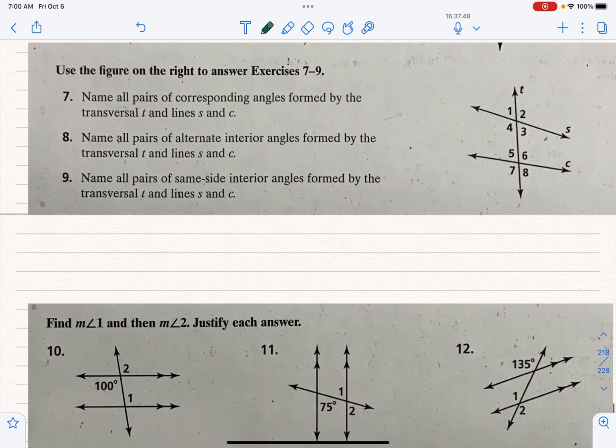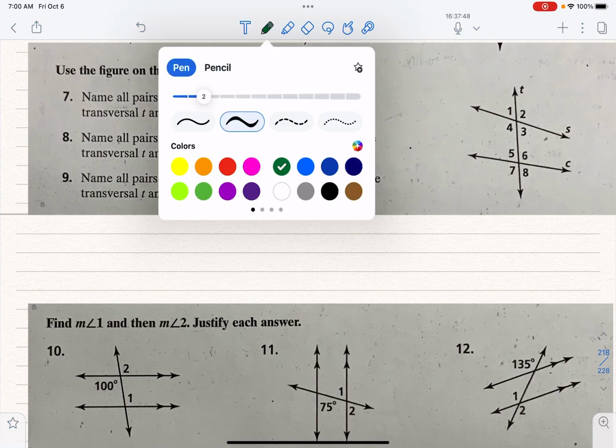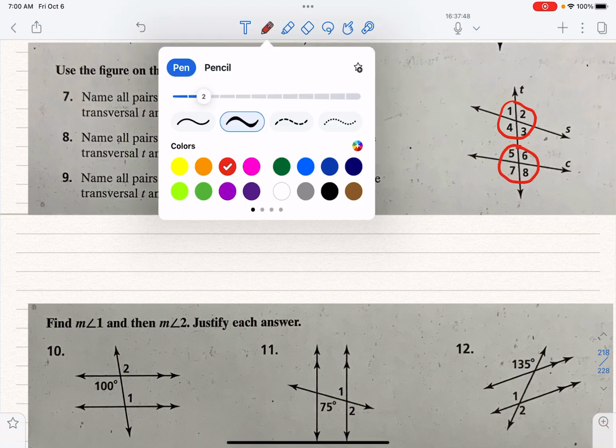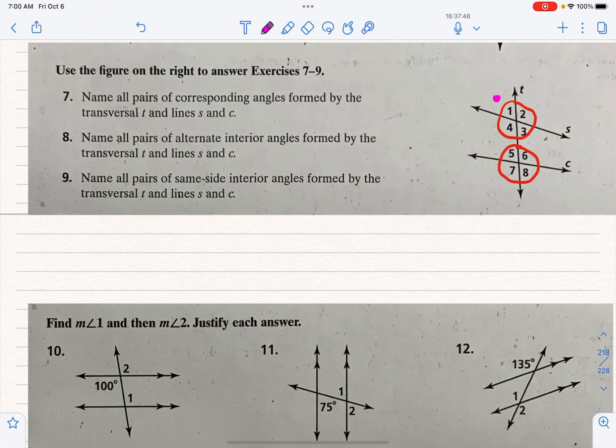Okay, the next 3 problems are almost identical, except this time you're not just asked, you have to go find them. And it says, name all the pairs of corresponding angles. And so hopefully you're able to look at this and go, hey, out of these 4 angles, I just have to kind of one at a time pay attention to how they correspond to these 4 angles. So like for instance, angle 1 is on the top left. Angle 5 is on the top left. So therefore, angle 1 and angle 5 are corresponding angles.